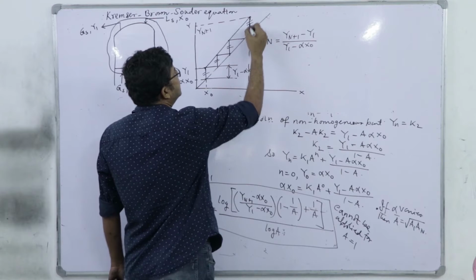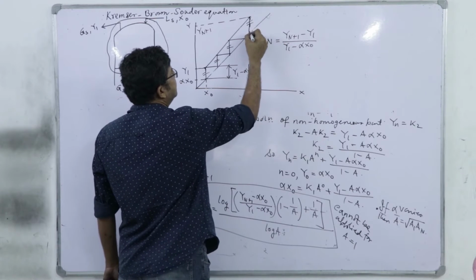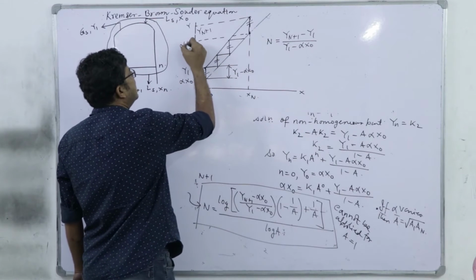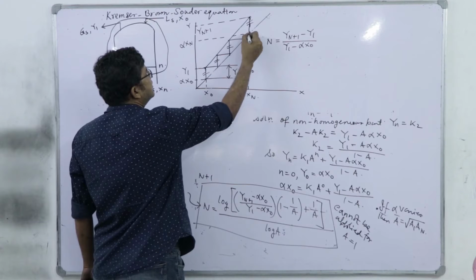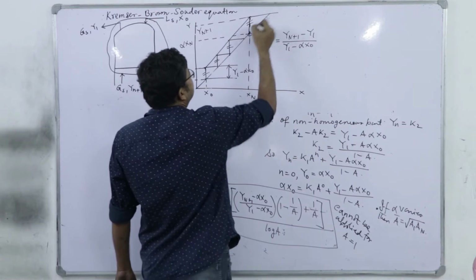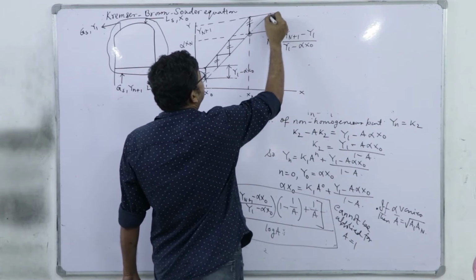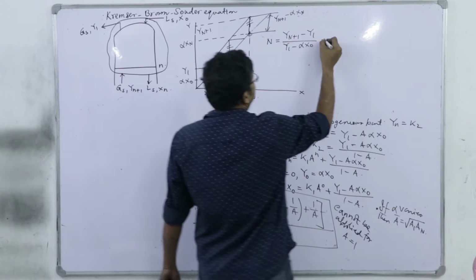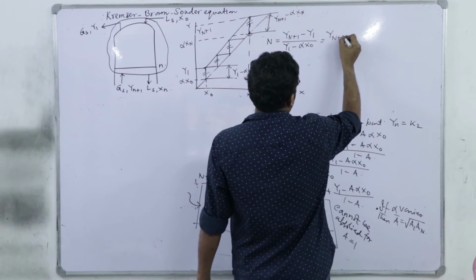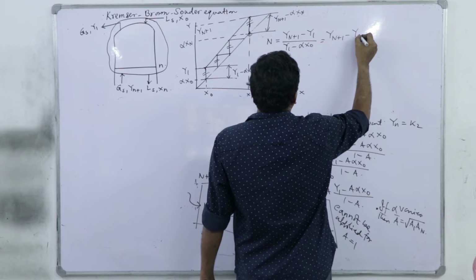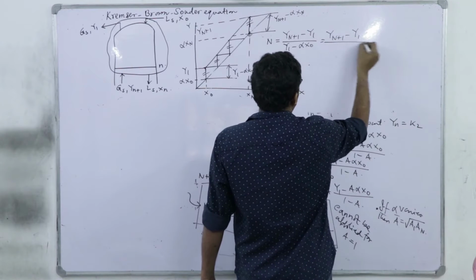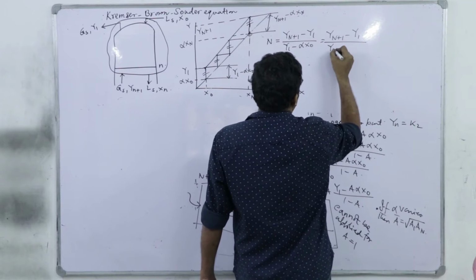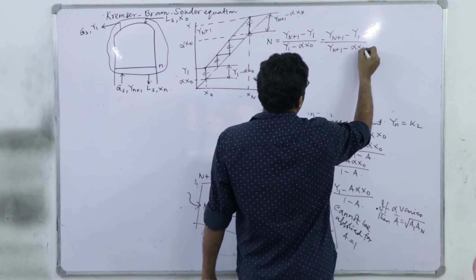Now, what will be that? This is yn plus 1, this is xn. So, xn means alpha xn here, this point. So, this gap is yn plus 1 minus alpha xn. So, we have an alternative expression: (yn plus 1 minus y1) divided by (yn plus 1 minus alpha xn).